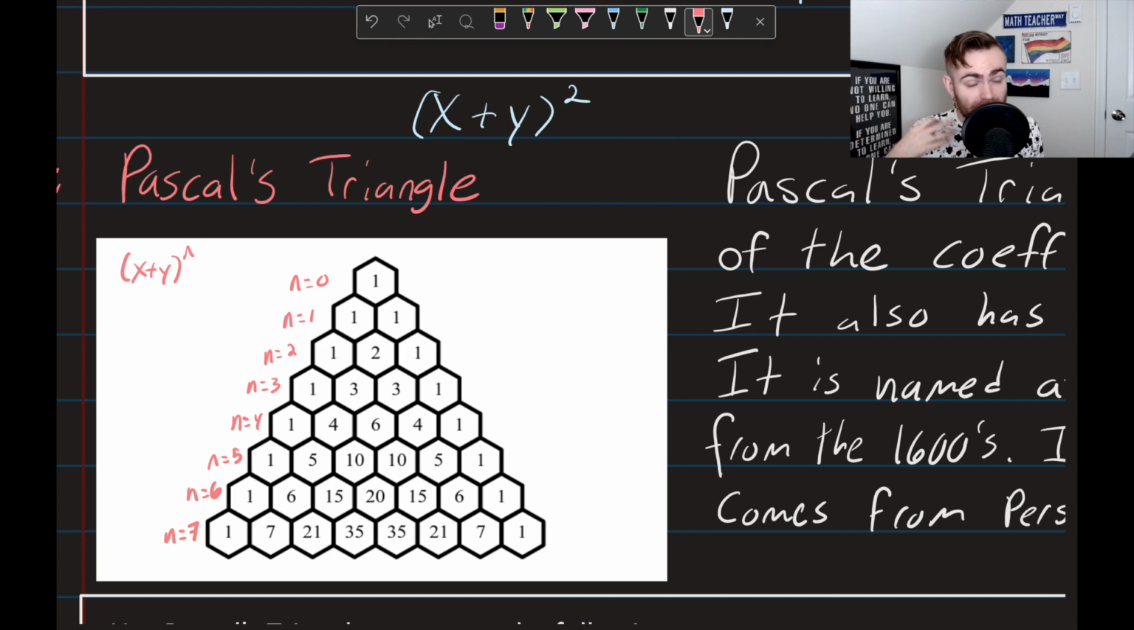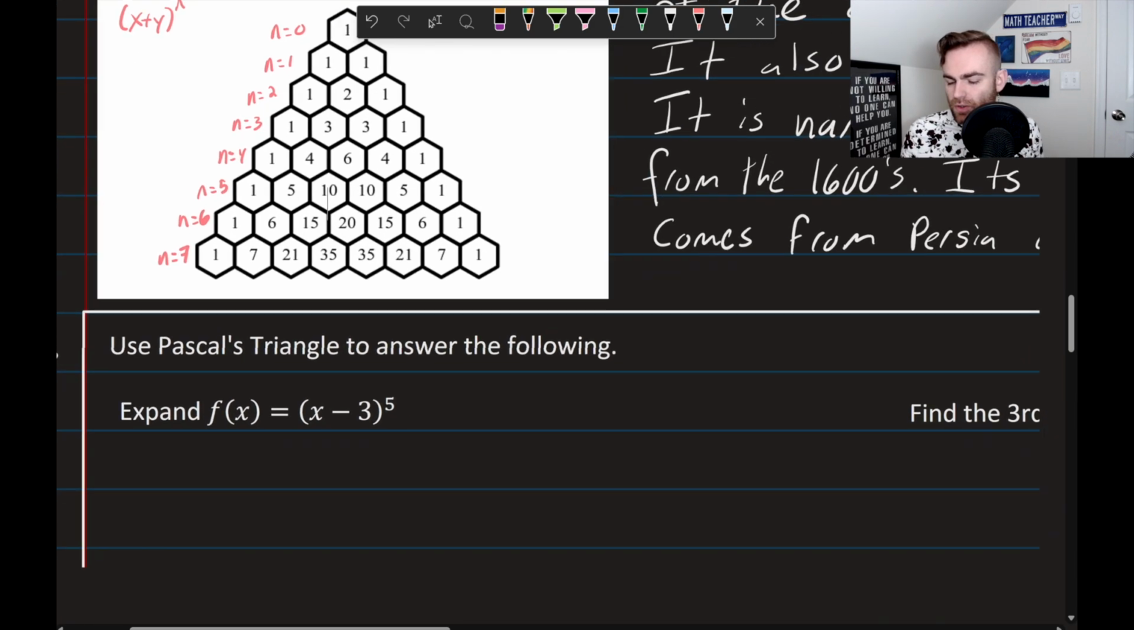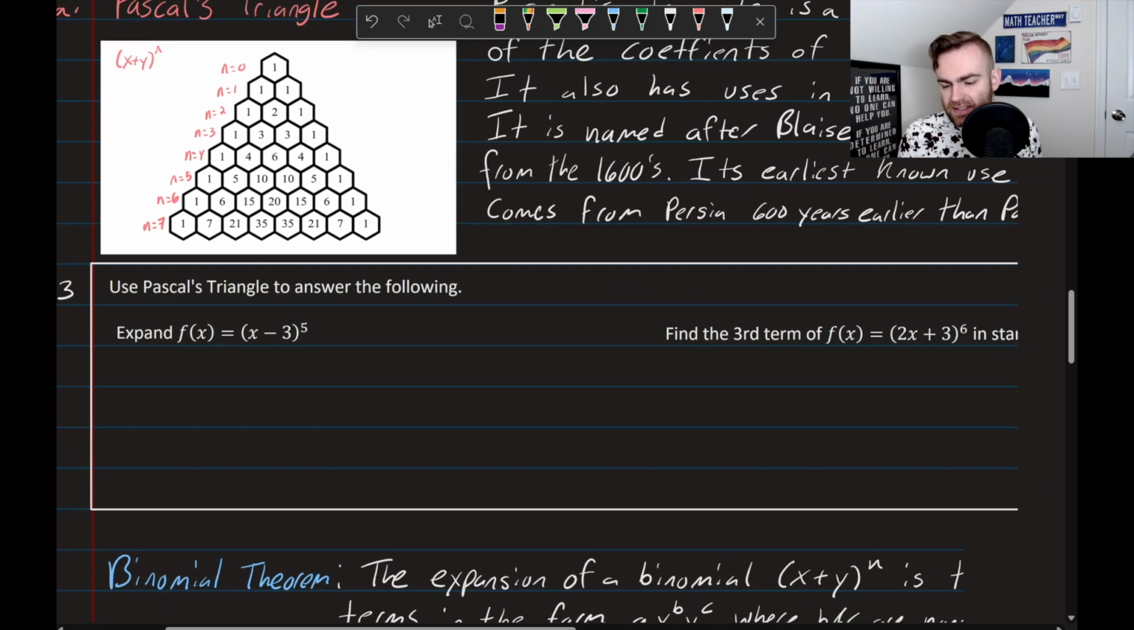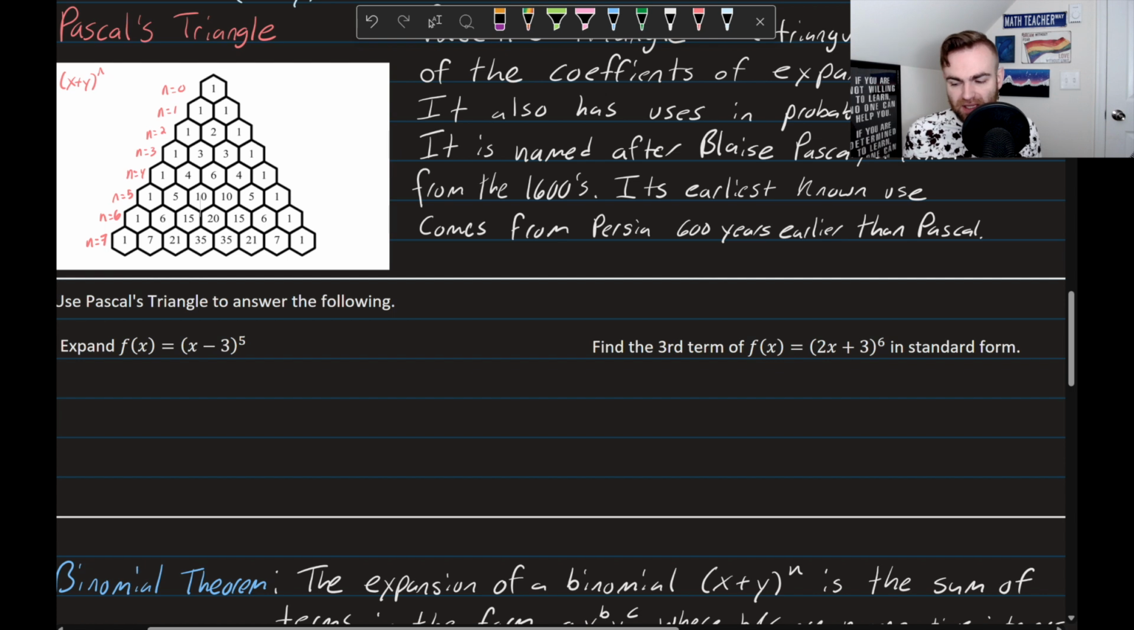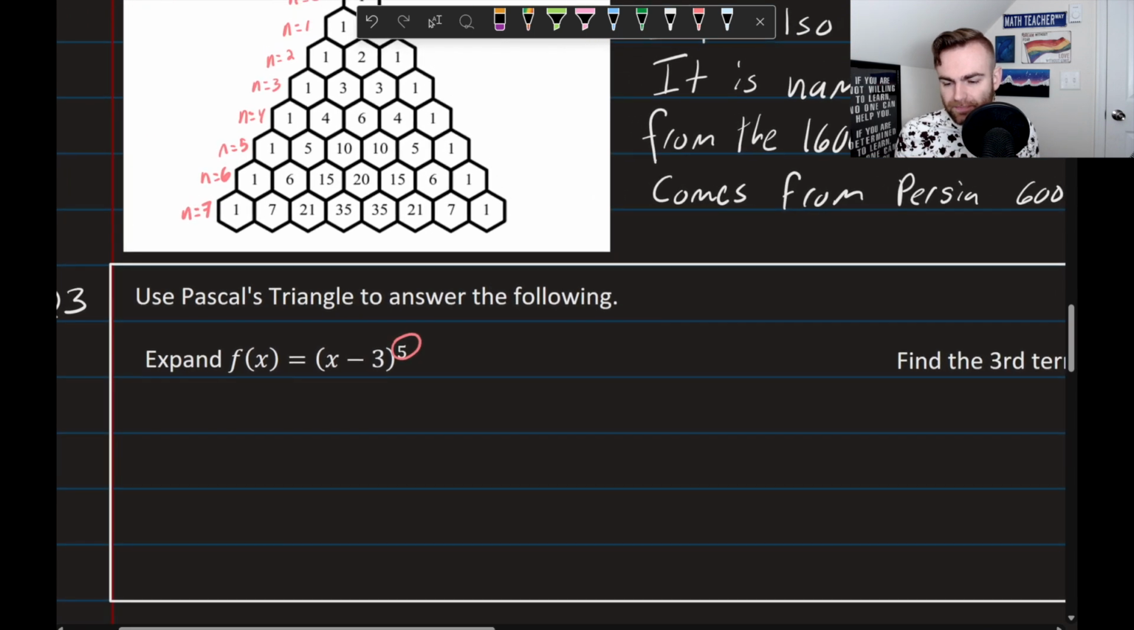Now, if you have questions on building Pascal's triangle, make sure you ask me in class. But here we're actually going to use it to do two things. We're going to expand a very big polynomial, this degree 5 polynomial, and we're going to find the third term in a degree 6 polynomial, which is crazy. So let's start out with this one.